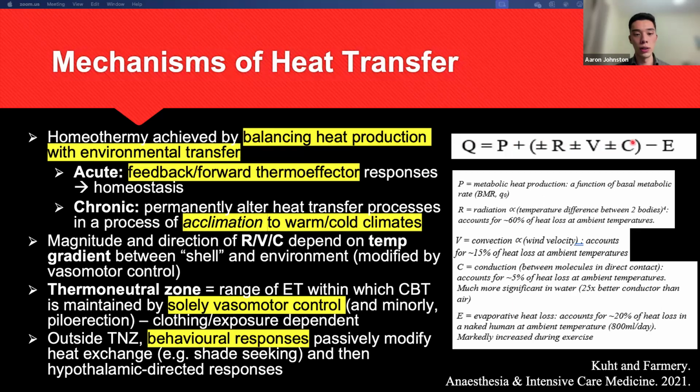It's like GCSE physics all over again. And also evaporative heat loss, so basically heat loss due to sweat. And acutely and chronically, we can modify these terms to ensure that our core body temperature doesn't fluctuate too much. The magnitude and direction of convection, radiation, and conduction will depend upon the temperature gradient between the shell, so our limbs, and the environment. And it's modified by vasomotor control, which essentially controls how much of the blood gets close to the environment.